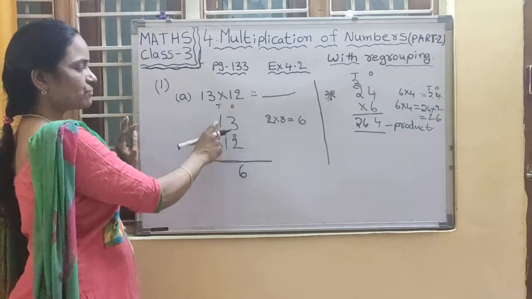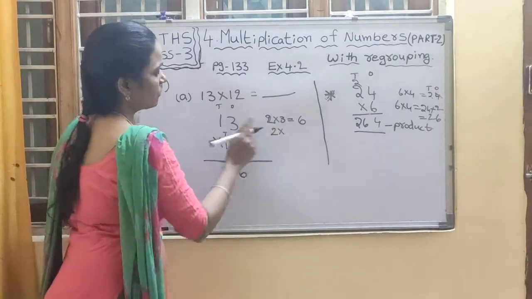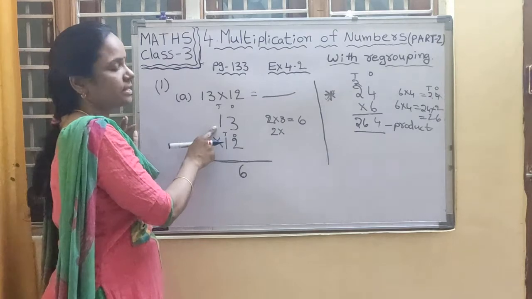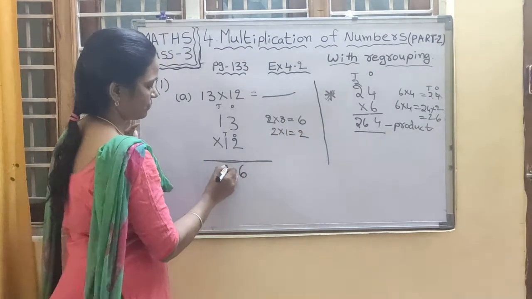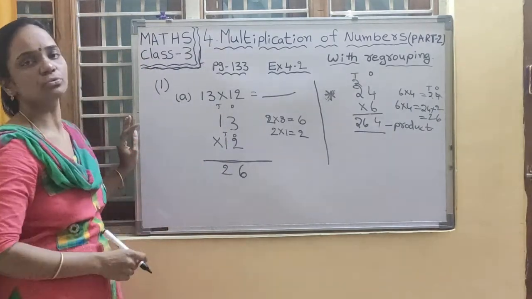Next 2 into 1. What is the ones place digit here? 1. So 2 into 1. 2 ones are 2. So at tens place write down 2.